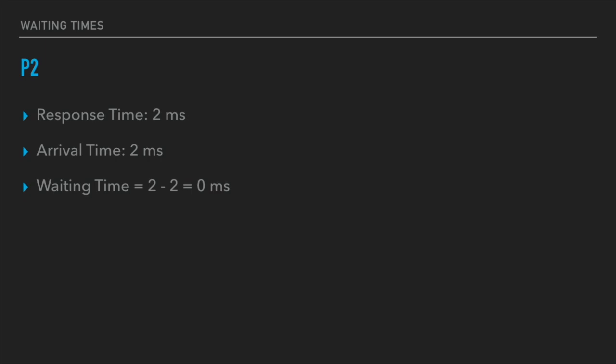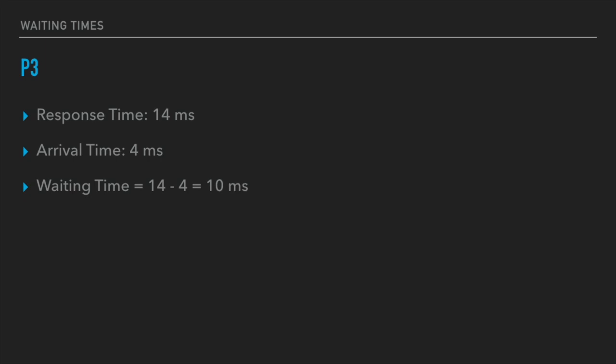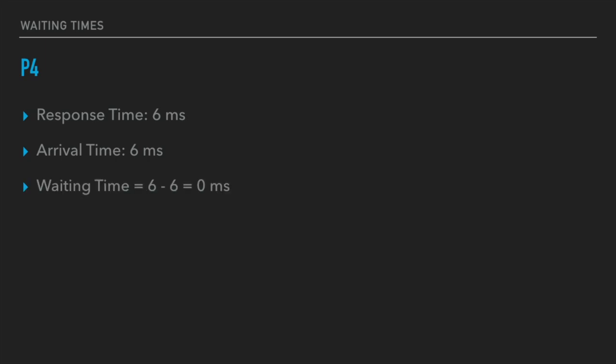For P2, just repeat the same process. The response time was 2, arrival time was also 2, therefore P2 had a waiting time of 0. This is easy. The response time for P3 was 14 and the arrival time was 4, which means that the waiting time was 10. For P4, the response time and arrival time were both 6, which means it had a waiting time of 0. 6 minus 6, 0.